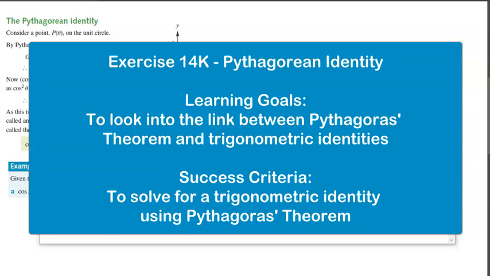The learning goals for this lesson is to look into the link between Pythagoras' theorem and any trigonometric identities we have been exposed to, namely sine, cos, and tan. And the success criteria, so what you'll be able to learn or demonstrate by the end of this, is to solve for a trigonometric identity using Pythagoras' theorem.